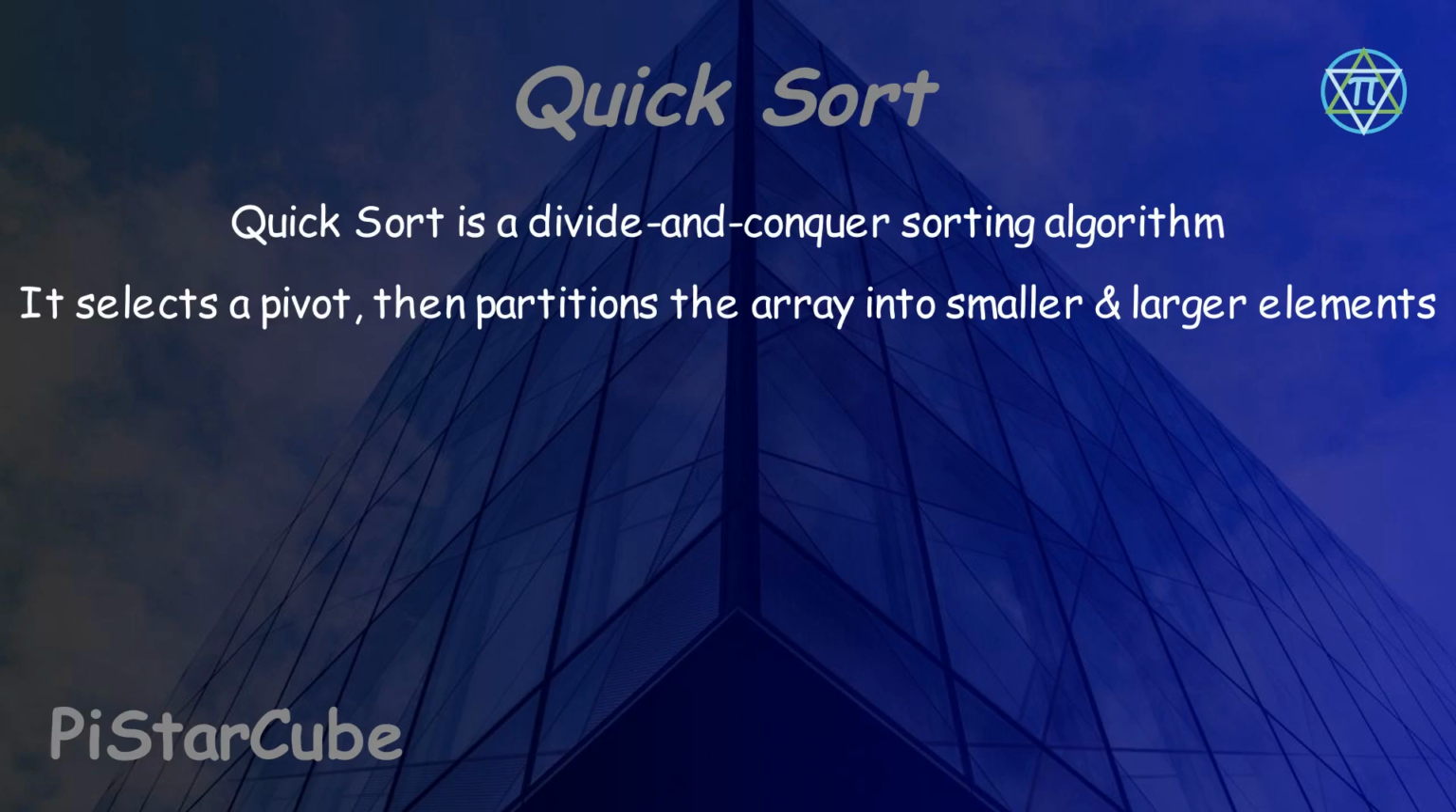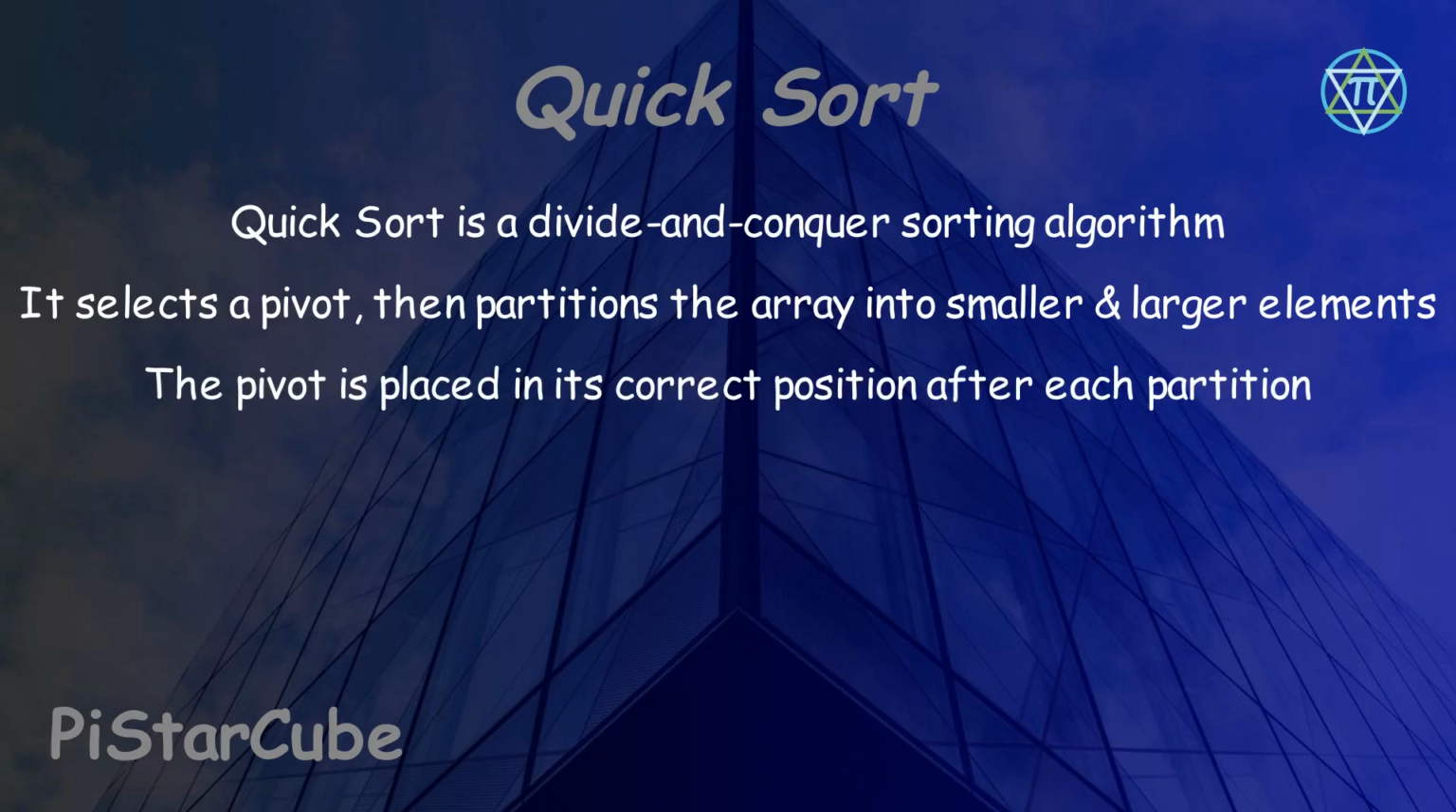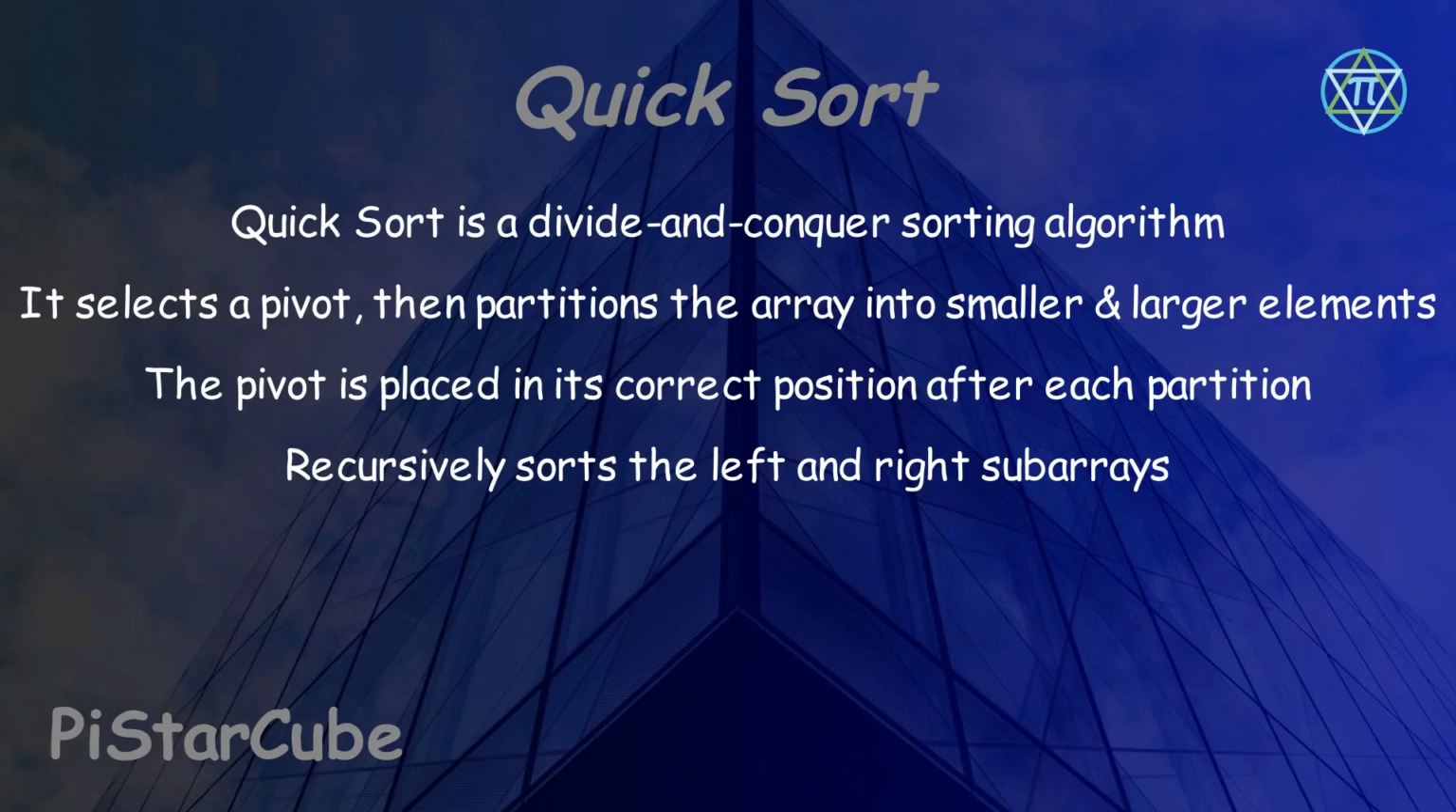First, it picks a pivot element from the array. This pivot is the key to partitioning the array into two subarrays, one with smaller elements than the pivot, the other with larger elements than the pivot. The partitioning process ensures that the pivot is moved to its correct position, with smaller elements on the left and larger elements on the right. Next, quicksort recursively sorts the left and right subarrays around the pivot, applying the same process on each smaller partition.